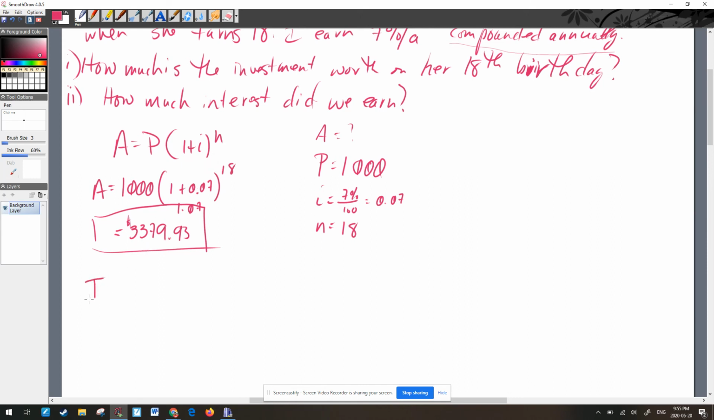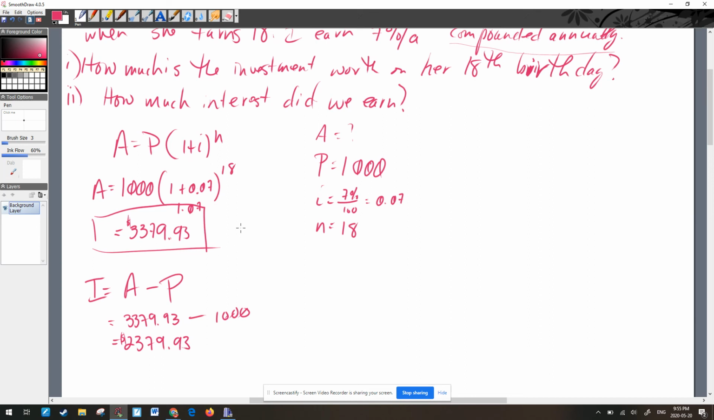So here we're going to say that interest is going to be the final amount minus the principal that I put there to begin with. So it's going to be 3379.93 minus that $1,000 that I put away to begin with, which is $2,379.93. So the bank paid me for the privilege of using my money for 18 years almost $2,400, which seems like a lot. And it is. It's a lot of money.